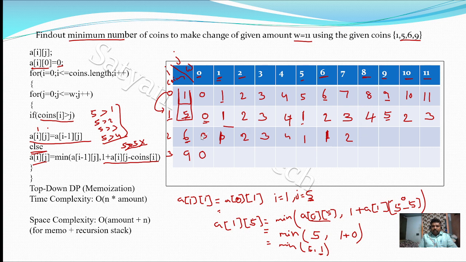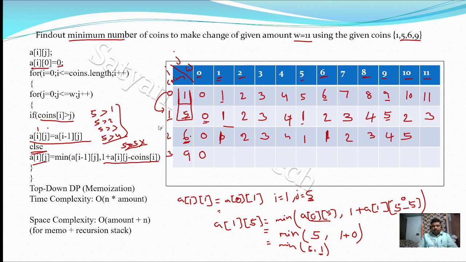Here it is 8: 1 six rupee coin and 2 one rupee coins, so it is 2 plus 1, that is 3 coins required. So 6 plus 1 rupee coins 2, that is 3 coins. The 9 means I can consider 1 six rupee coin and 3 one rupee coins, that is 3 plus 1, that is 4 here. It is 10, here it is 6 plus 4 one rupee coins, that is 5 coins required.